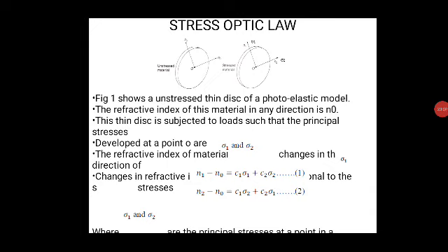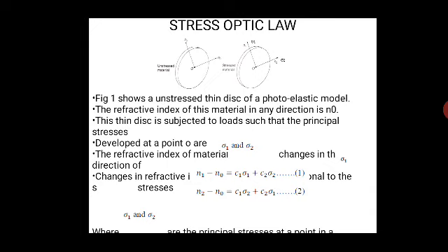Now the next is the stress optic law. See, by using the light source, I need to determine what is the stress developed in the member. To determine this, we have the stress optic law. See, in the above figure, you can observe two discs. The first one is an unstressed material and the other one is the stressed material.